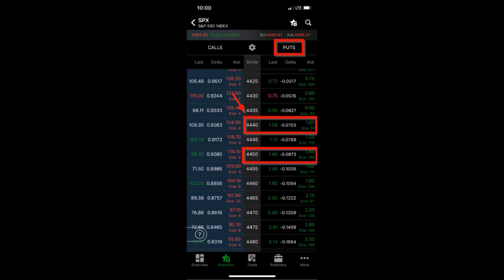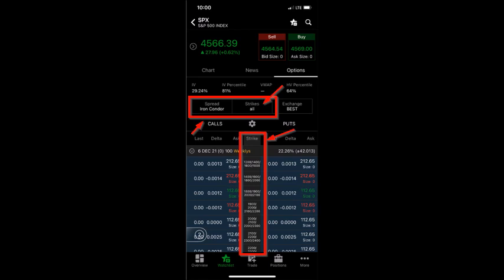Now that I have the 4 legs of the iron condor trade determined, I'm going to scroll up to the top of the option chain so that I can change the preset from spread equals single to spread equals iron condor. And once the data reloads, notice the strike column now has 4 strike prices in it.